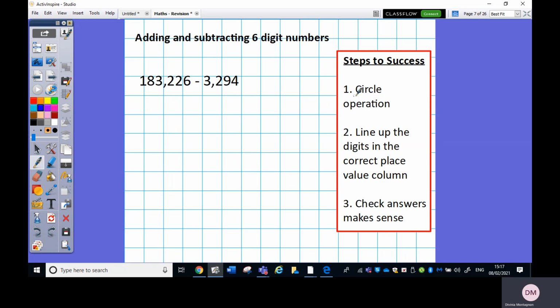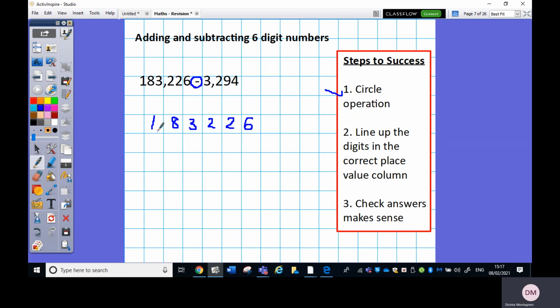Now, let's do this one. Circle the operation. So I know that I need to shout it out. Good, subtract, I need to subtract. Now I need to line up the digits in the correct place value column. If I'm subtracting, what must I always do? Which number should I write first? Can you tell me? Yeah, I need to start with the greatest number. So I'm going to write 1, 8, 3, 2, 2, 6.